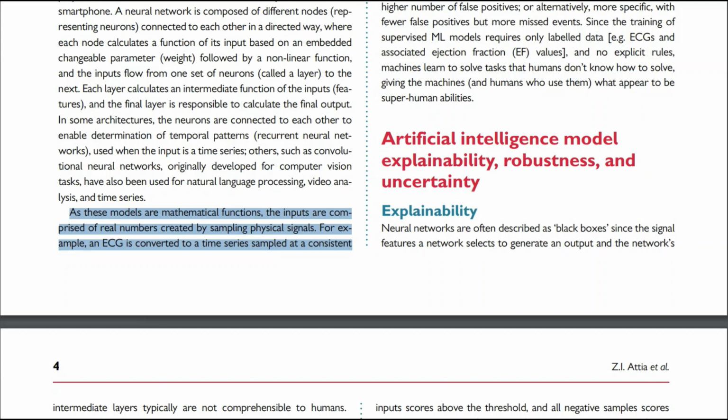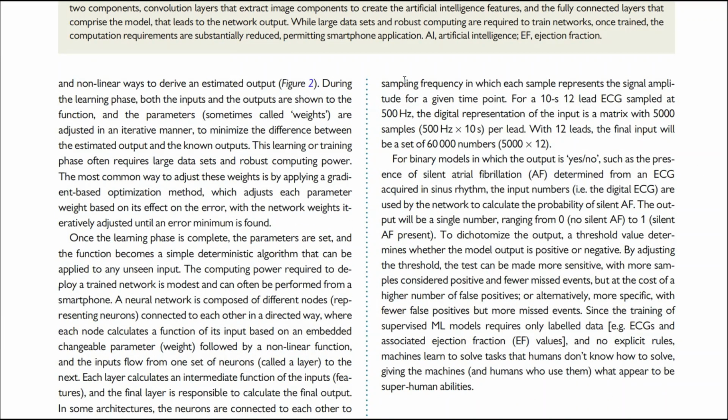As these models are mathematical functions, the inputs are comprised of real numbers created by sampling physical signals. For example, an ECG is converted to a time series sampled at a consistent sampling frequency in which each sample represents the signal amplitude for a given time point. For a 10s 12-lead ECG sampled at 500 Hz, the digital representation of the input is a matrix with 5,000 samples, 500 Hz times 10s, per lead. With 12 leads, the final input will be a set of 60,000 numbers, 5,000 by 12.